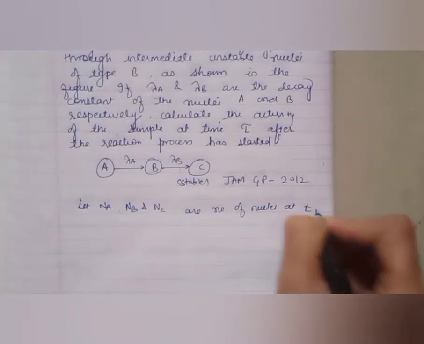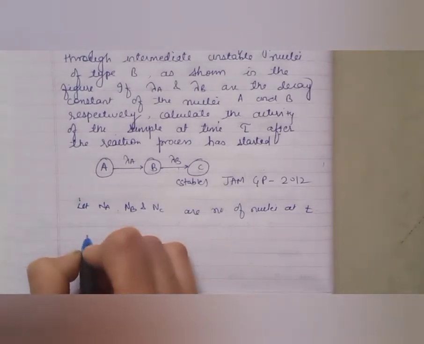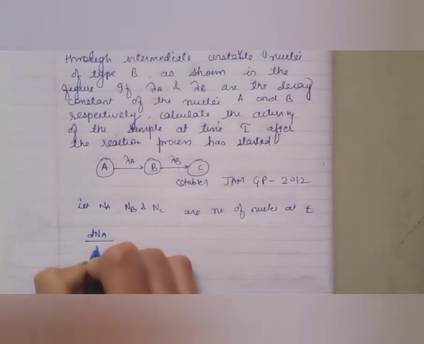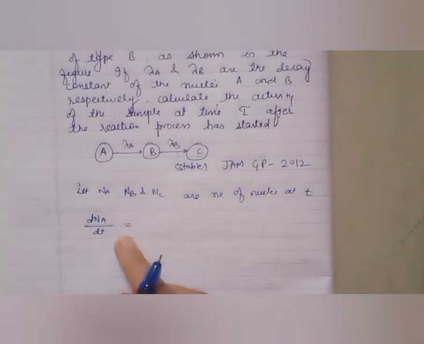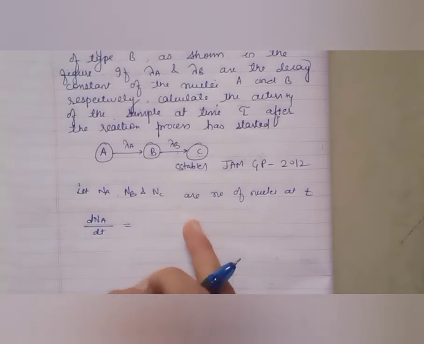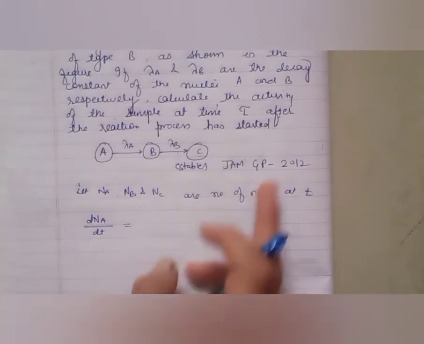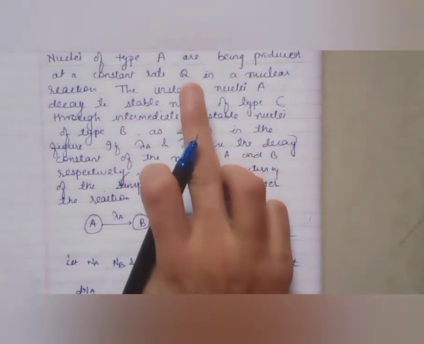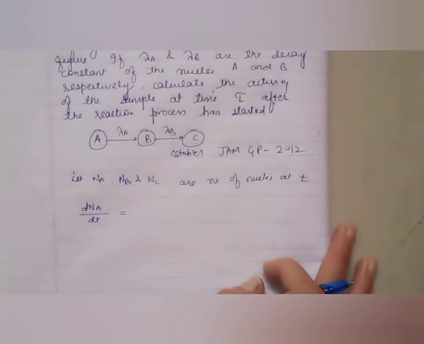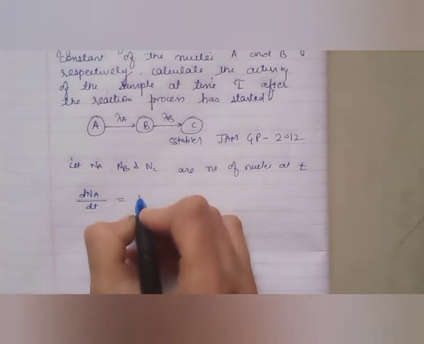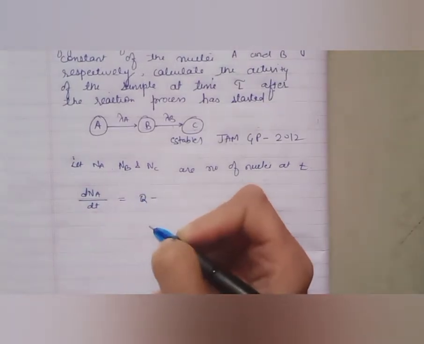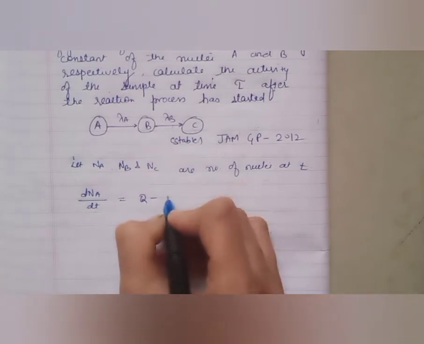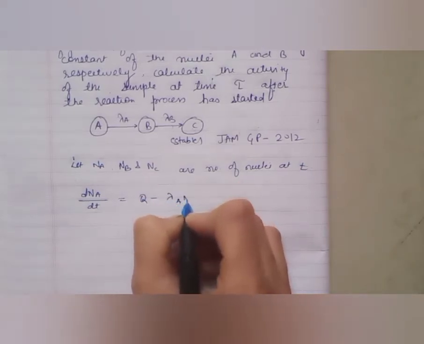at some time t. Now we know that dNa upon dt equals rate of production of A minus rate of decay of A. So rate of formation of A is given. Nuclei of type A are being produced at a constant rate Q. That is nothing but the rate of production of A. So dNa upon dt we can write as rate of production of A, that is Q, minus rate of decay of A. Decay rate we know is given by lambda A and A.